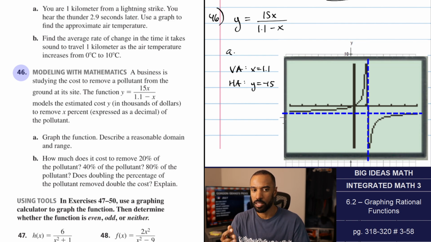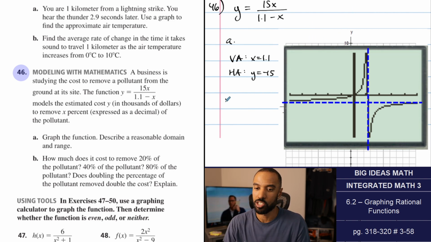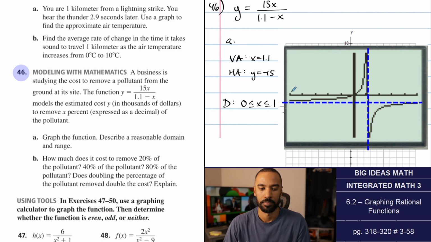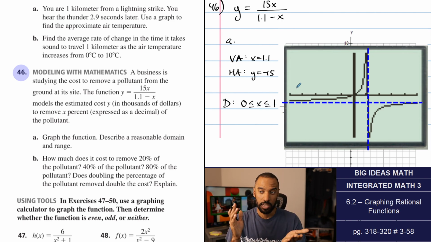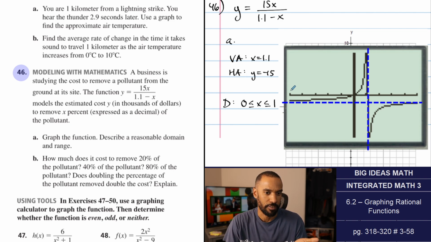A business is studying the cost to remove a pollutant from the ground at its site. The function S models the estimated cost in $1,000 to remove X%. I think you can remove anywhere between 0 and 100%. So I believe my domain is X being between 0 and 1. I think it can include it. I don't see a reason why you can't remove 0% of what you have. It's not like I divide by 0 there.